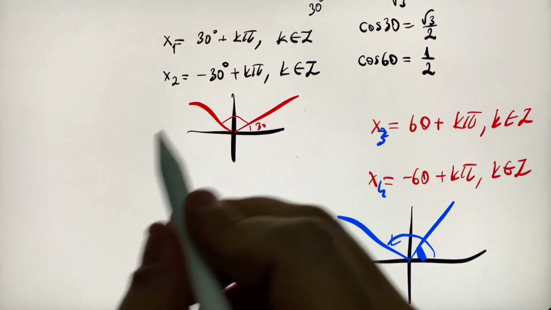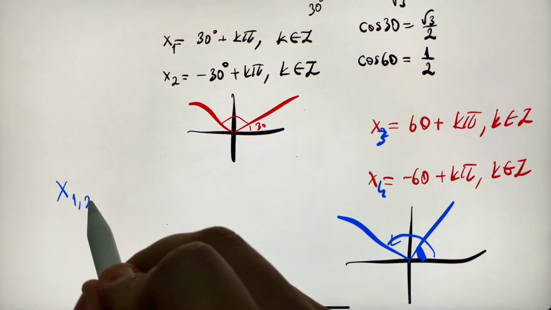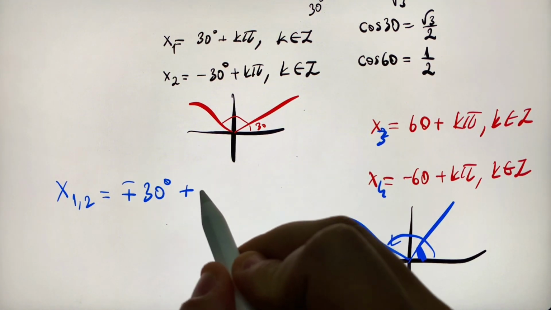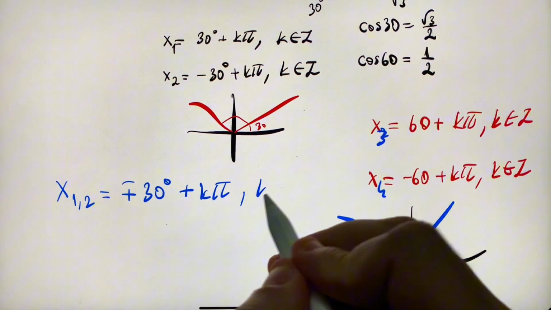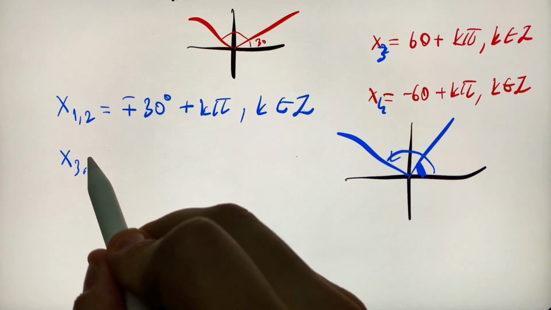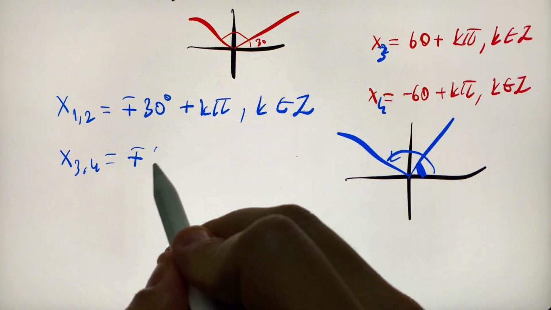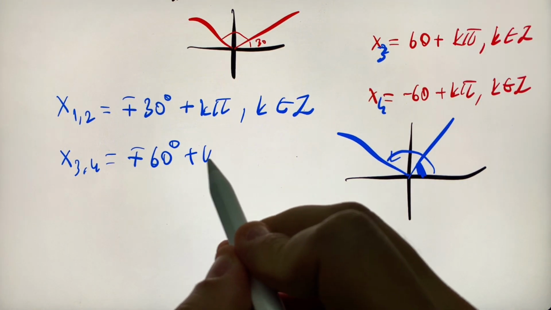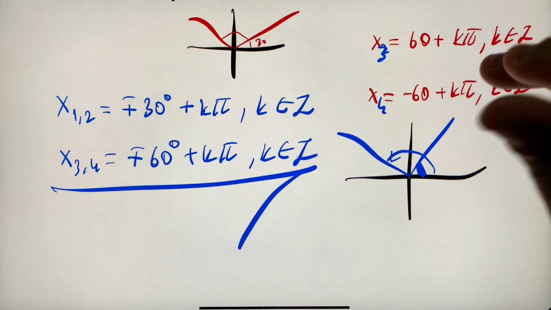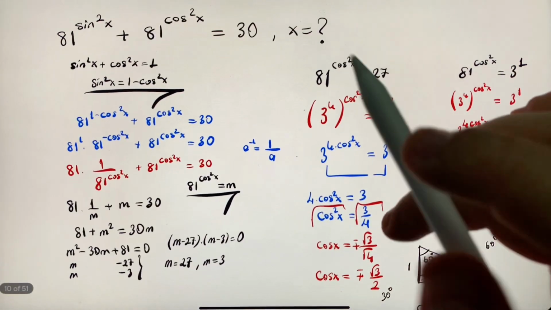In fact, if we want to write more regularly, x1,2 I can write as plus minus 30 degrees plus k pi, k an element of the integers. If I want to write the other, x3,4, it will be plus minus 60 degrees plus k pi, where k is an integer. So we solved a perfectly beautiful math Olympiad question.